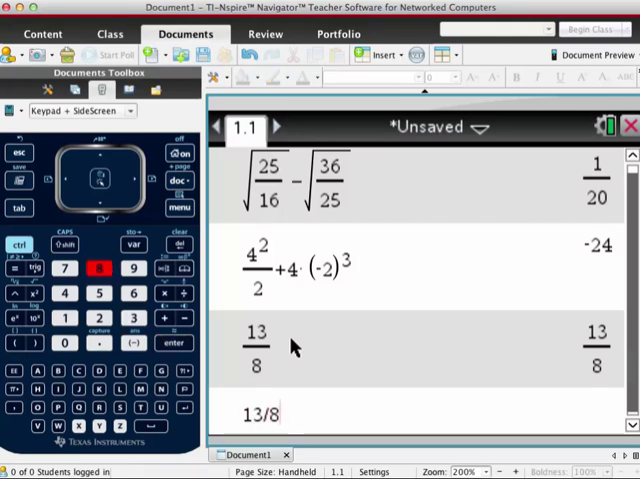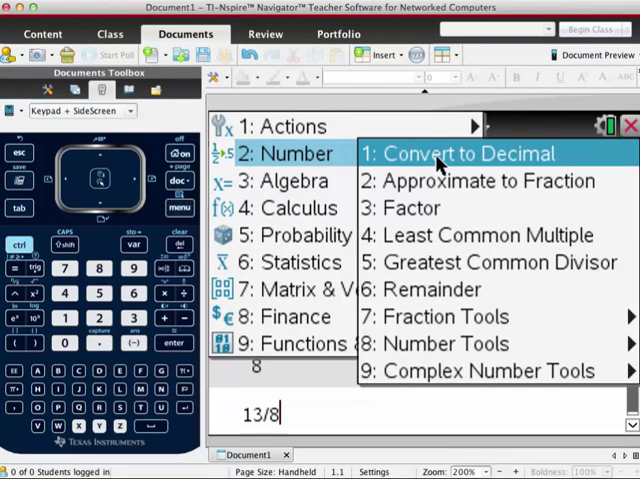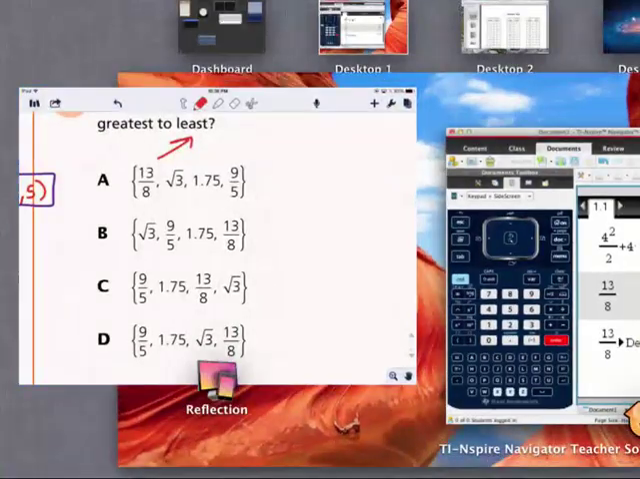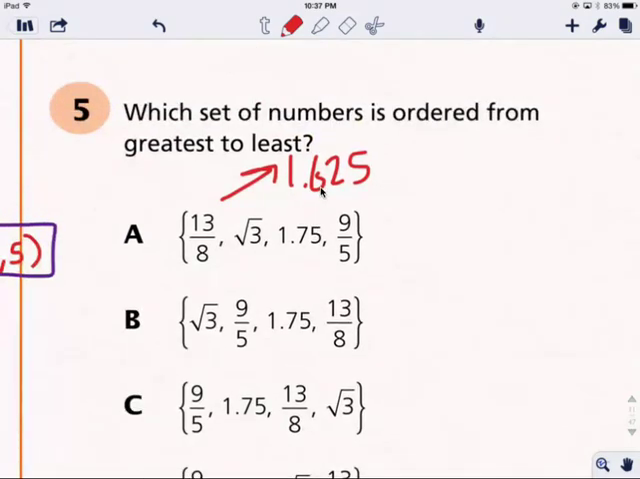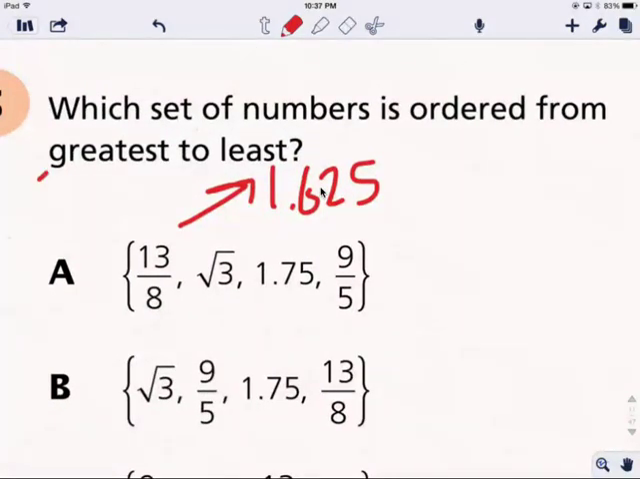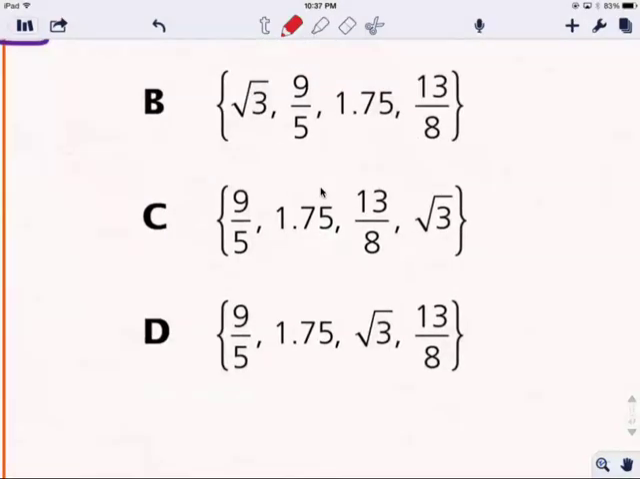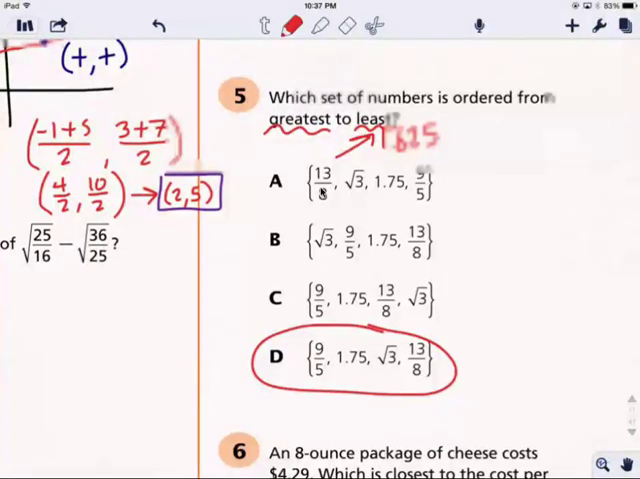So instead you take 13 divided by 8, then go to Menu, Number, Convert to Decimal. Then press Enter, 1.625. So that is how you can find the decimal equivalent of a fraction. And if you do that with all of them, and then make sure to read the directions, greatest to least, you should conclude that D is the correct answer. Check me on that one. I just looked it up, but I think that D is correct.